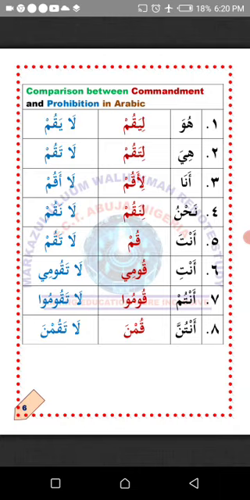Number 7. Antum, all of you, referring to a group of male persons. Kumu, you should all stand. La takumu, you should not stand. Number 8. Antunna, all of you. Kumna, you should all stand, commanding a group of female persons. La takumna, you should not stand. La'alaka fahimt? I hope you understand. MashaAllah.